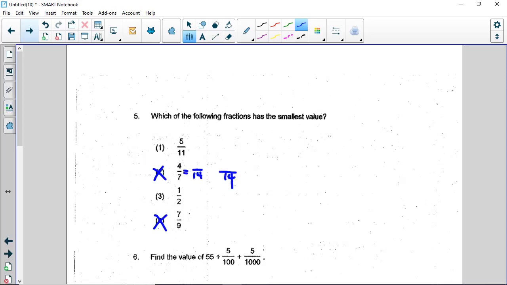And what is half? That will be 7/14. And then how about 4/7? 4/7 is 7 times 2, 4 times 2. Can you see that 4/7 is bigger than half, which is not what we want? So number 2 is out.